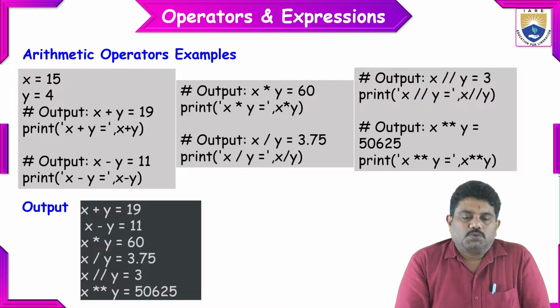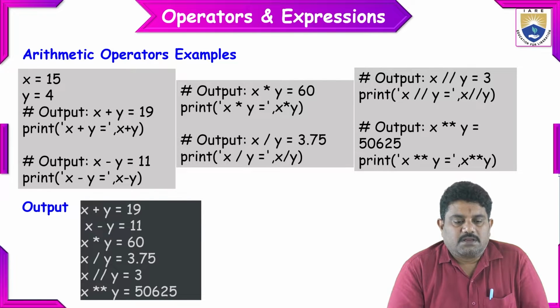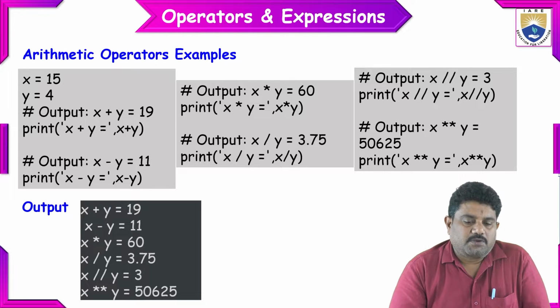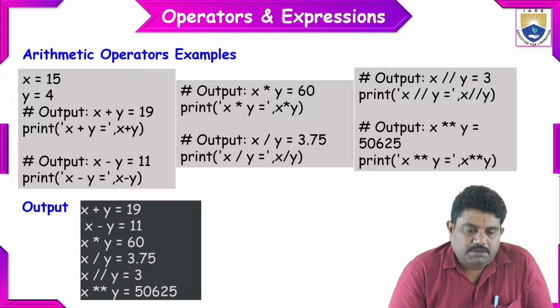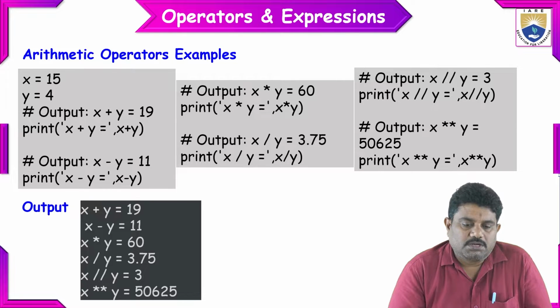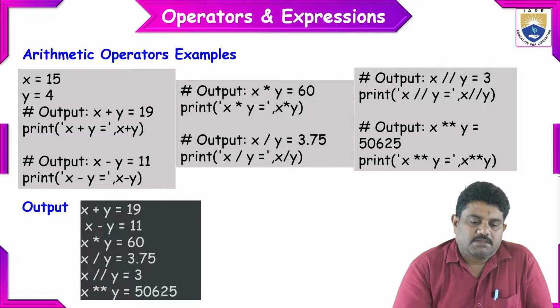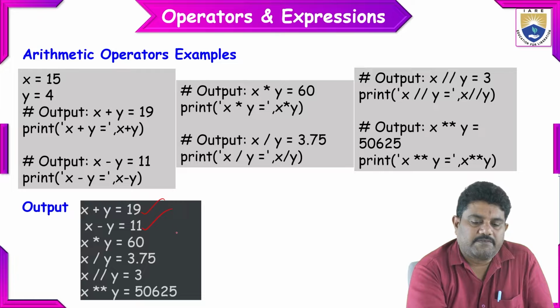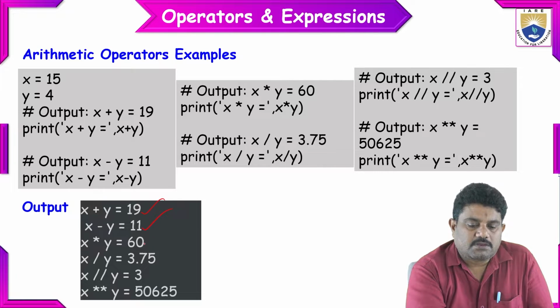I'm taking two variables x and y, with values x equal to 15 and y equal to 4. Now we will see the output: x plus y equal to 19, because 15 plus 4 equals 19. We are printing it here. See, 19. x minus y, 11, and x star y. Here star, I already told, star means multiplication.